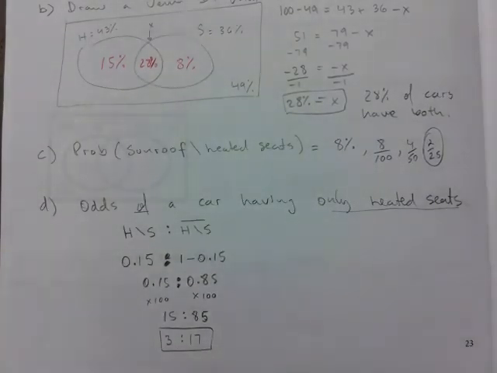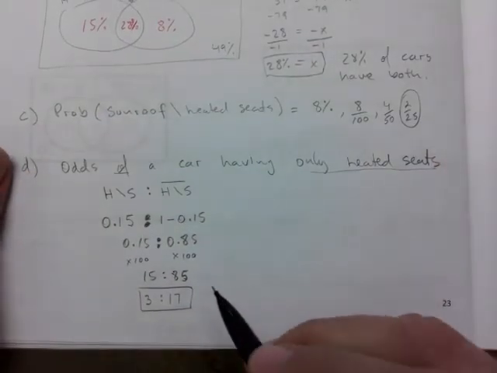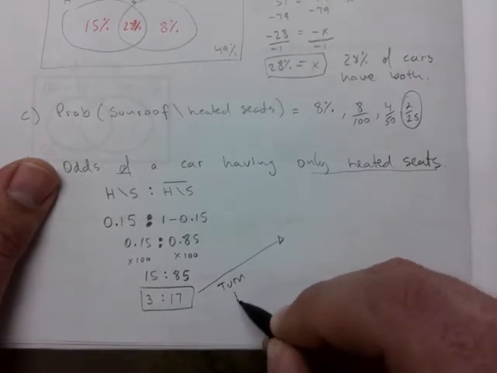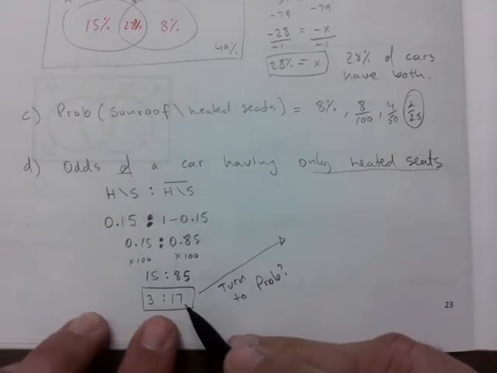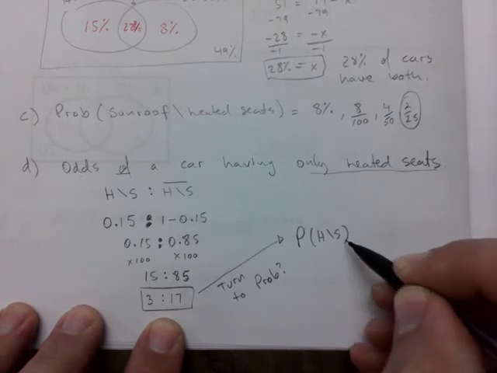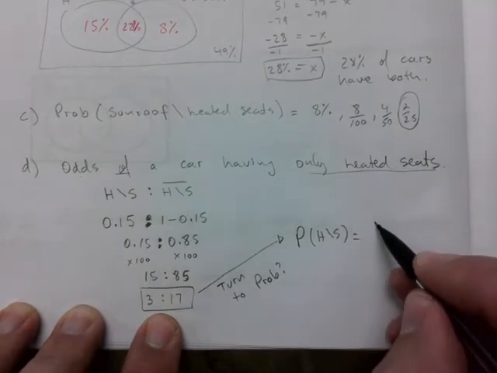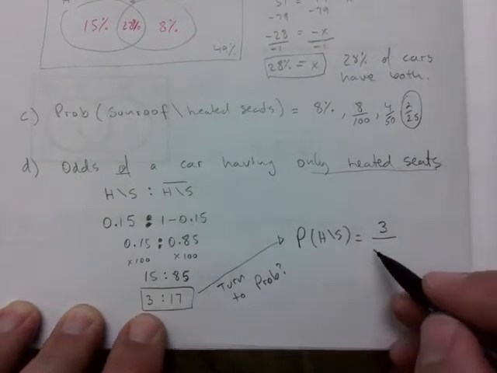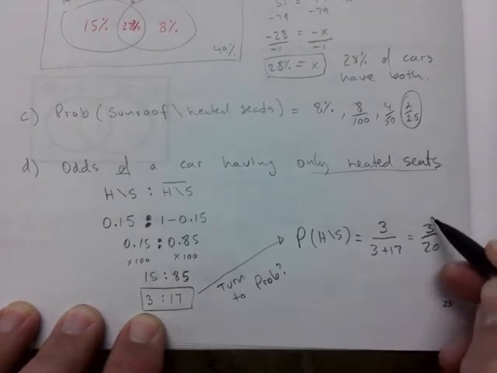So be comfortable with that. How would you do probability from those odds? Right? How about this? Turn to probability. How would you turn this to a probability? So probability of heated seats only. Just using this. Don't use the Venn diagram, just this. You'd be 3, right, over, you add that up, 3 plus 17, which is 3/20.